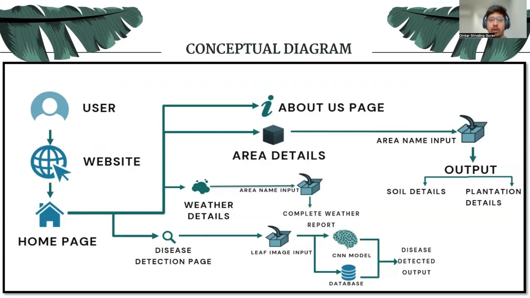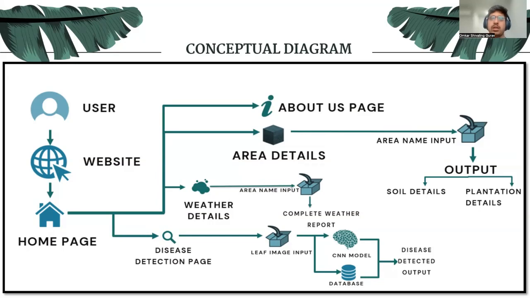So basically the user will log into the website, he will land on the home page, from where he has 4 options. He can go to the about us page, where he can understand what the project is, what the motivation is, and what things we have included. Then next will be area details, which covers the things the farmer wants to know about a particular area. What is the soil and what types of things are available in that particular area.